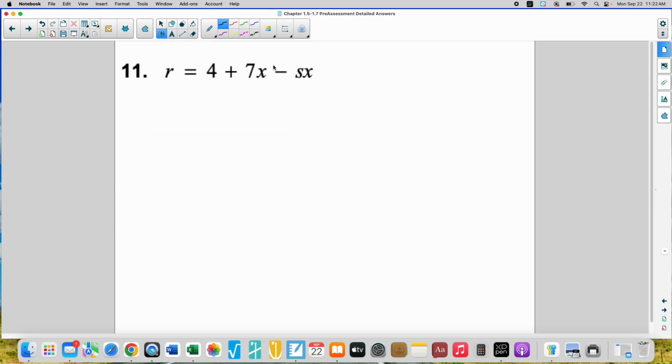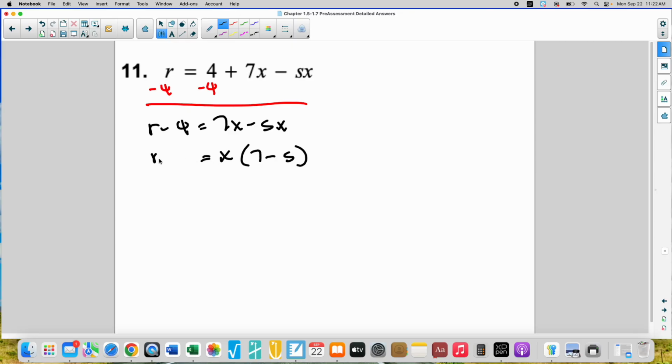All right. Again, before I do that, I'm going to minus the 4 over there. I'm going to move it first. I'm going to write r minus 4 equals 7x minus sx. And I'm going to factor out the x. So I can take that x out, and it becomes 7 minus s equals r minus 4.